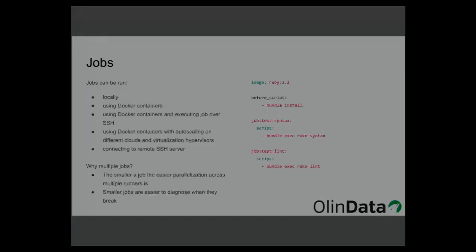So the first reason is to enable parallelization. And the second reason is that if something goes wrong with a job, it's much nicer to have a very specific place to go and search. You'll have to dive into the build log anyway, but if you already know that you failed on rake syntax, then you know exactly where the problem is going to be.